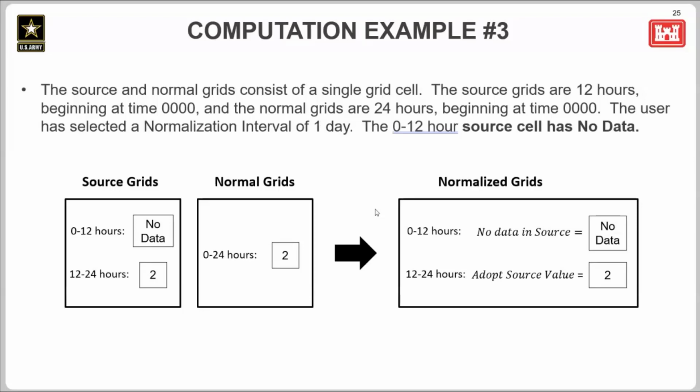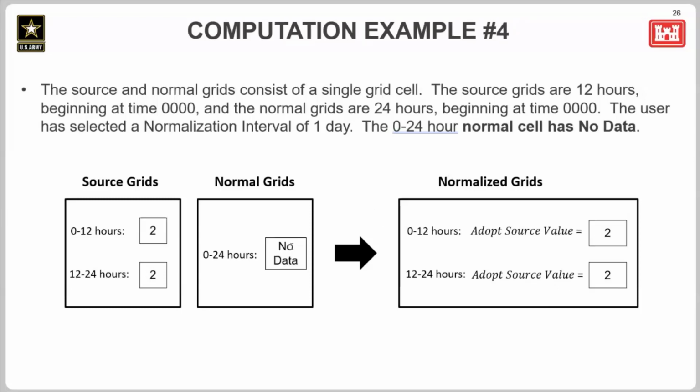Now, what happens if one of our source cells doesn't have any data? Well, if one of the source grids doesn't have any data, then the normalized grid is also going to have no data for that time step. And then the normalized grid is just going to adopt the source value for the other time step.